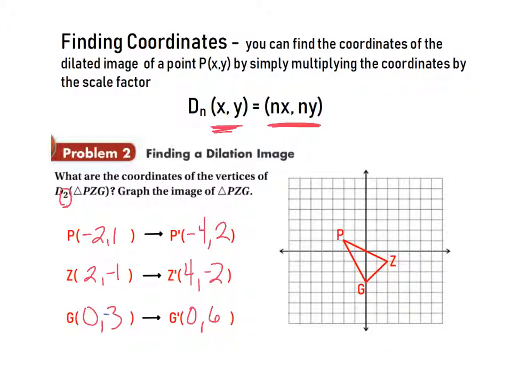Oh, did you catch this was supposed to be a negative 3? I missed that. That's a negative 6. Okay. Over 0, down 6. Got it. Over 2 is now over 4. I'm doing my Z, down 2. There's my new point Z. And the P is now negative 4 up 2. All right. And then this is our new triangle that has been dilated and been stretched. And if you want to label that, this would be a P prime, and this would be a Z prime, and this would be a G prime.